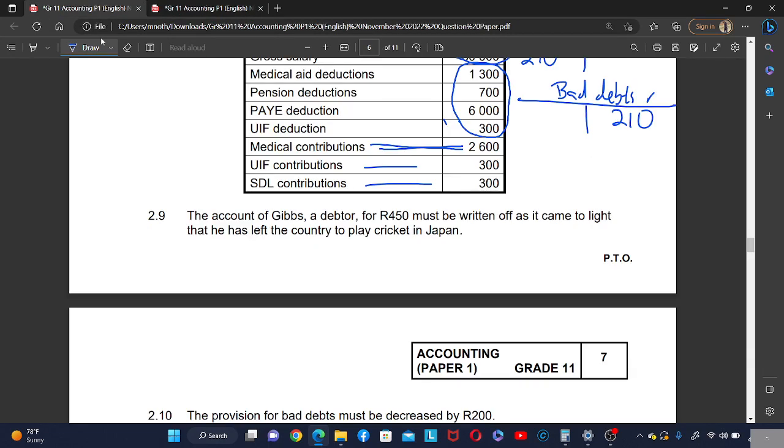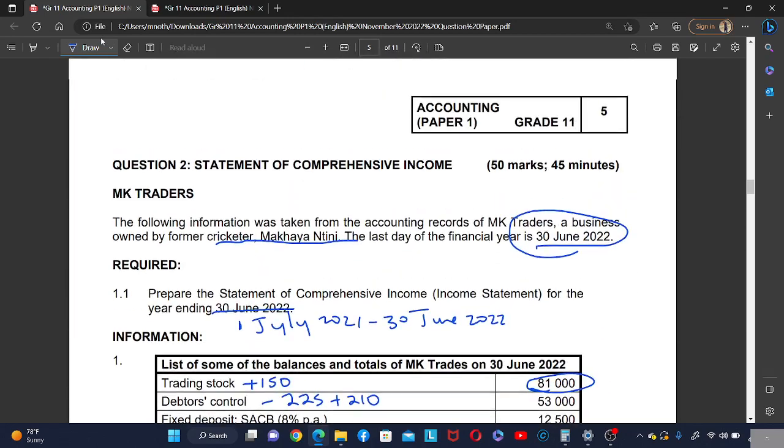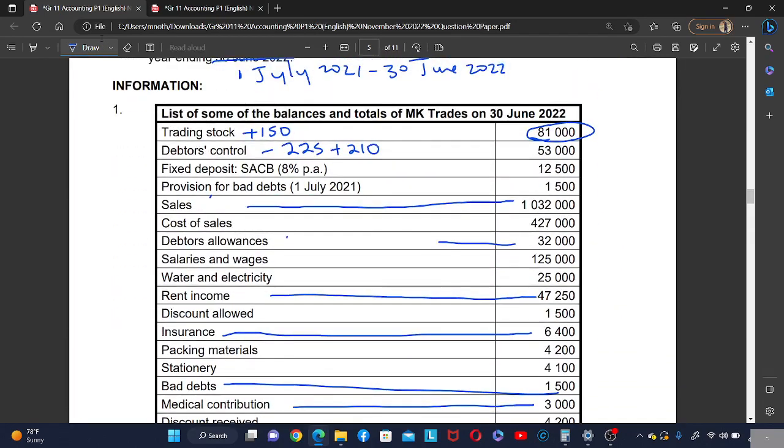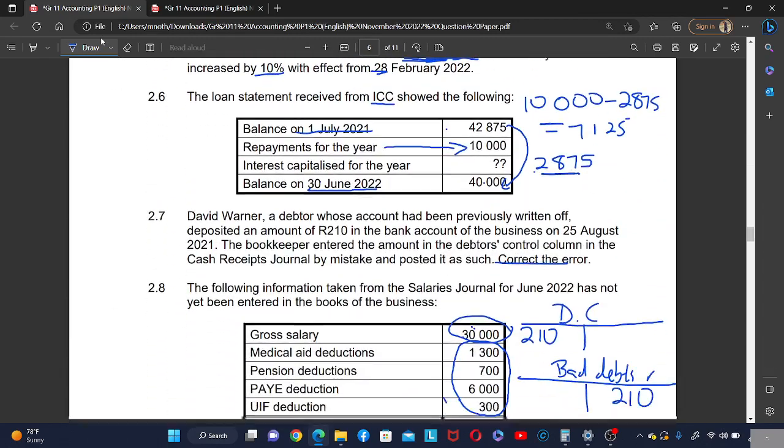So now we know that this is going to decrease the debtors control. So let's go and decrease the debtors control because this is no longer our debtor. We are writing this debtor off. So if we are writing a debtor off, it means that the debtors control is decreasing.